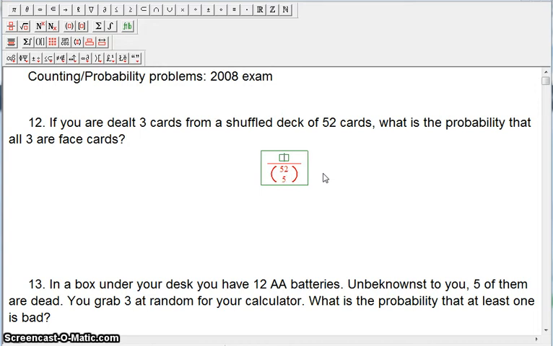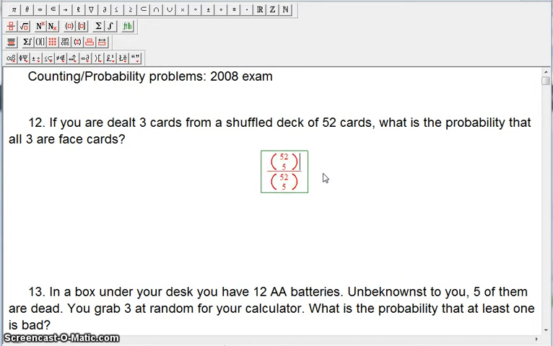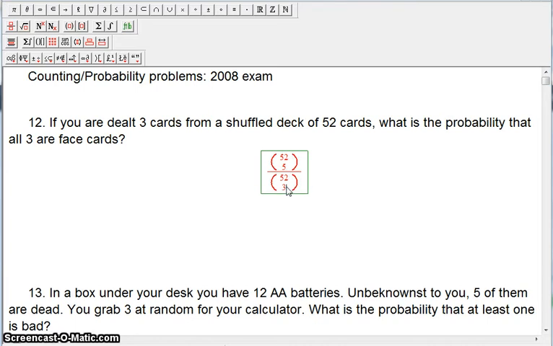Okay, that's 52 choose 5. I'll just copy that, it's easier. And, choose 3. Sorry, I'm so used to dealing with 5-card poker hands. 52 choose 3 on the bottom.